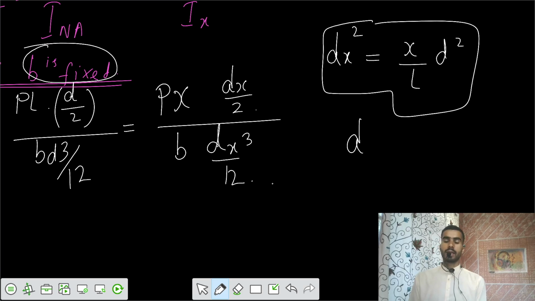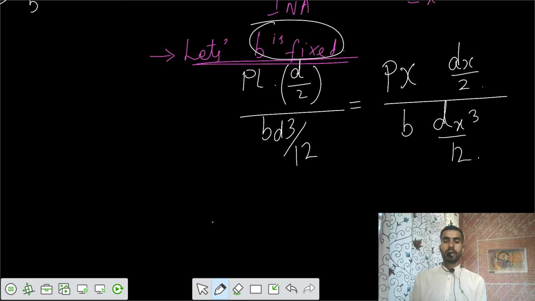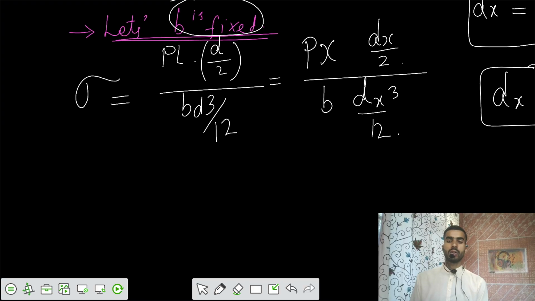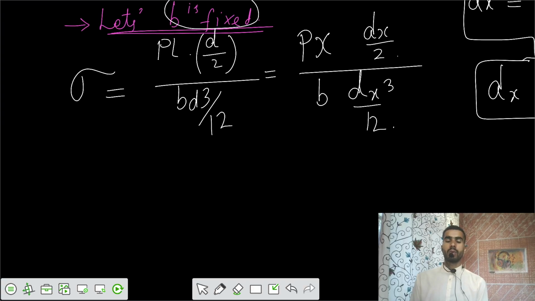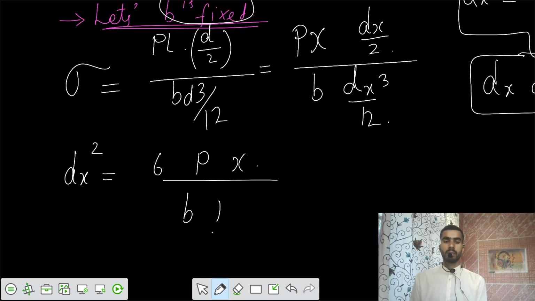So the depth at any x is a function of root x. If you equate it to the stress, the stress is constant everywhere. At each cross section of the beam, we want stresses to be constant. If you now equate stresses with the variable dx, we get the equation dx square equals 6 times P into x divided by b into sigma. So we got this equation.